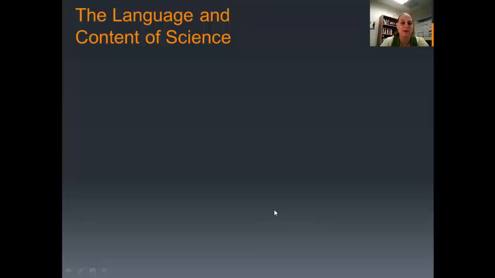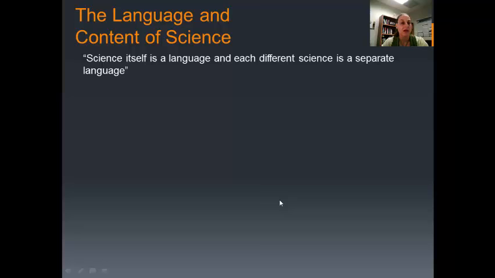Okay, now let's go over the language and content of science. Science is a very unique and special case because it can have some very technical language associated with the content. And the way in which we think about information in science is very different than the way that we approach information in math and language arts and social studies.